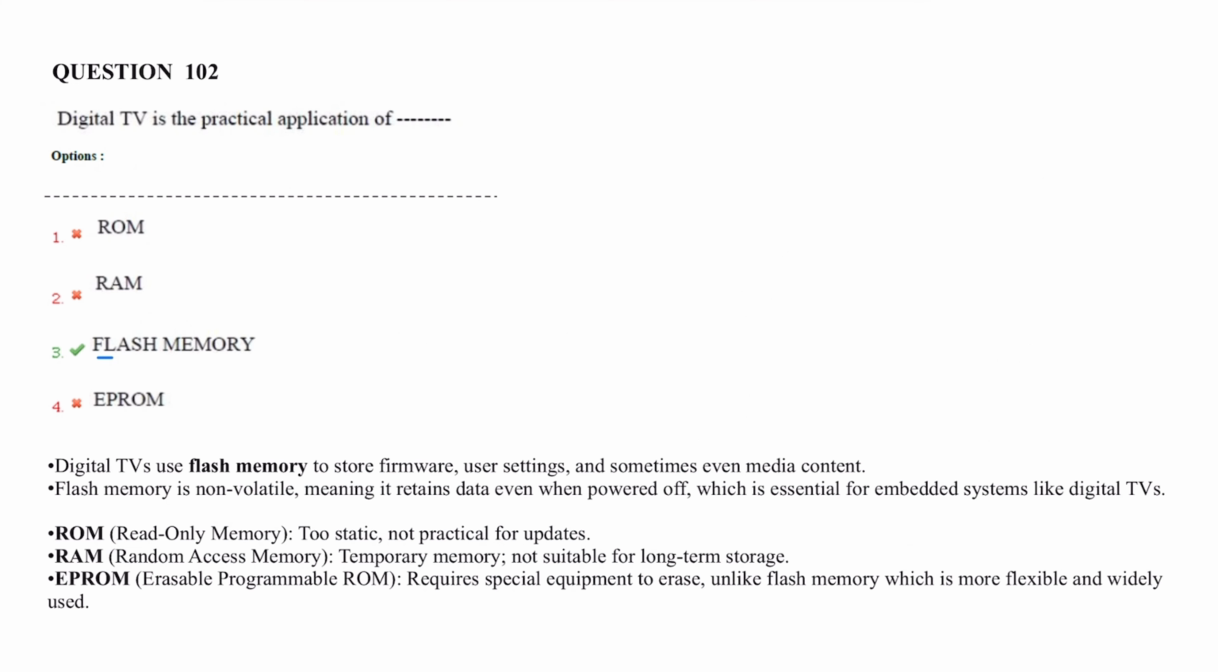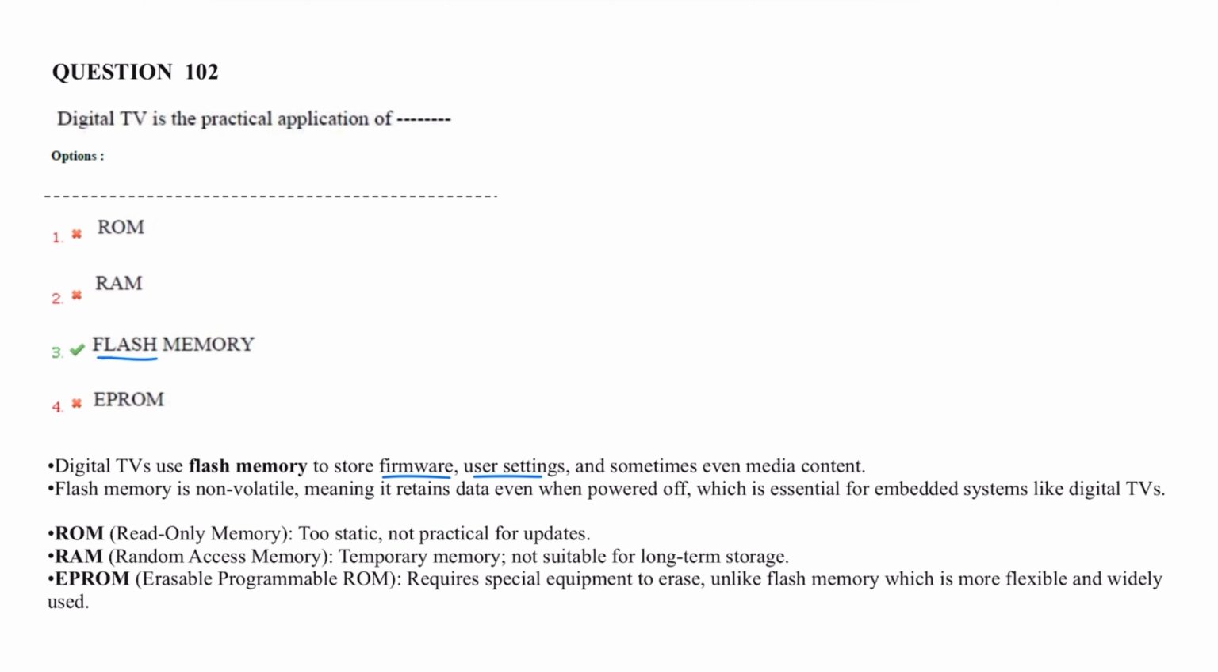Question number 102. Digital TV is a practical application of what kind of memory? Digital TVs use flash memory to store firmware, user settings and sometimes even media content. Firmware is a type of BIOS, and user settings are also stored in the flash memory of digital TVs.